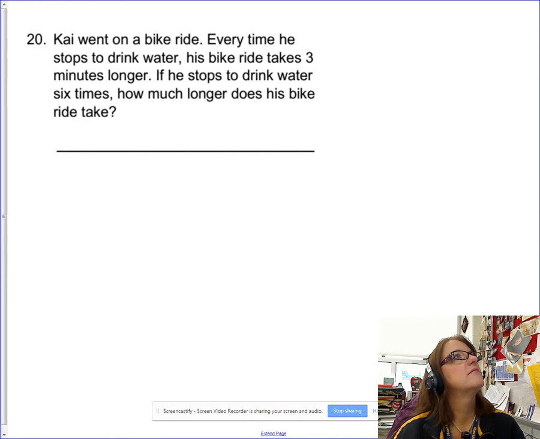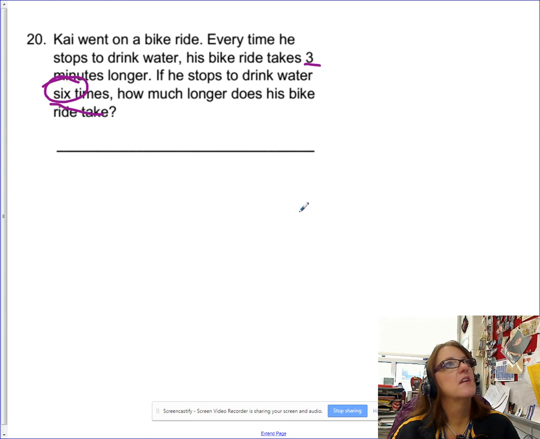Thank you. Kai went on a bike ride. Every time he stops to drink water, his bike ride takes 3 minutes longer. So when he takes a water break, it's 3 minutes long. If he stops to drink water 6 times, how much longer does his bike ride take? Grab that information, calculate it out, and make sure you label your answer.